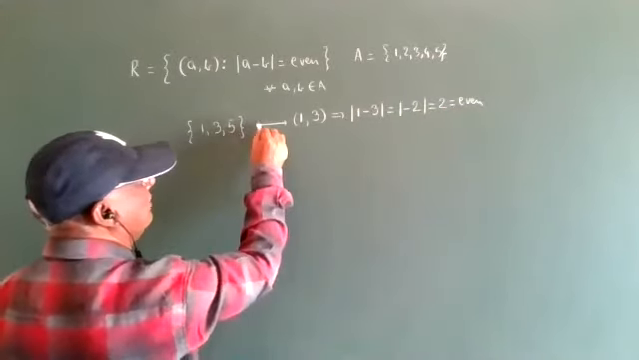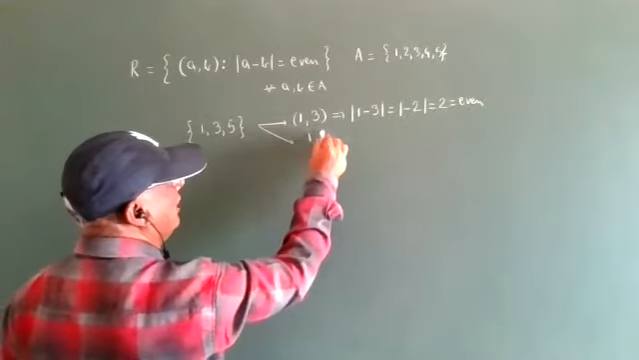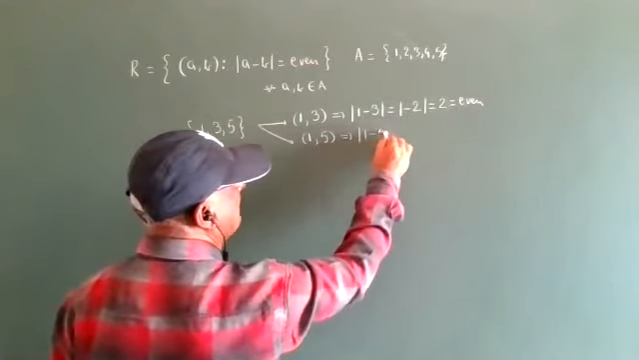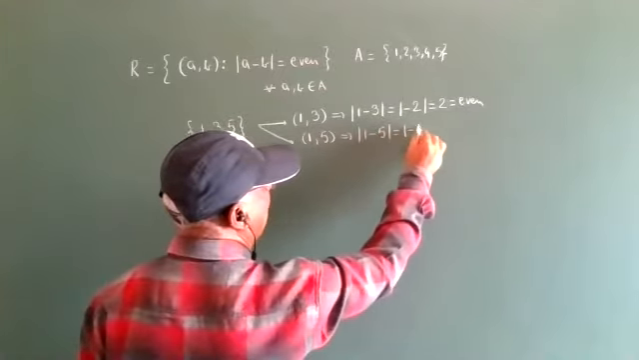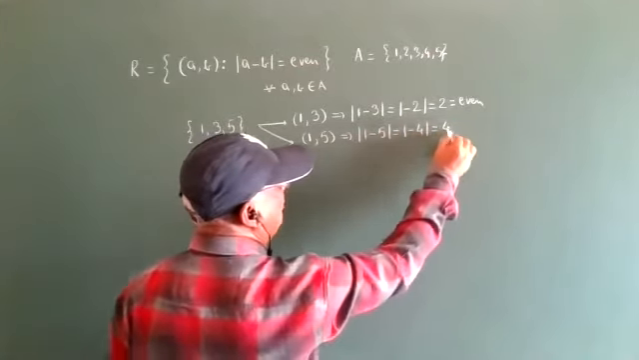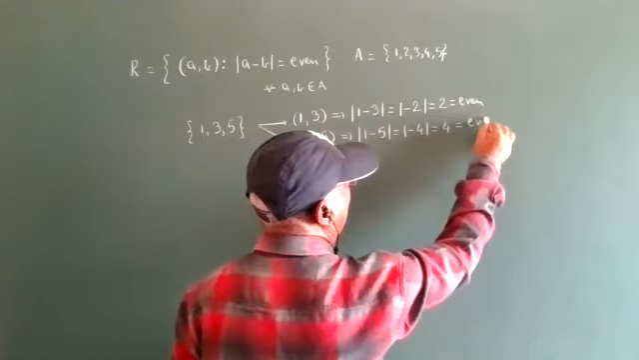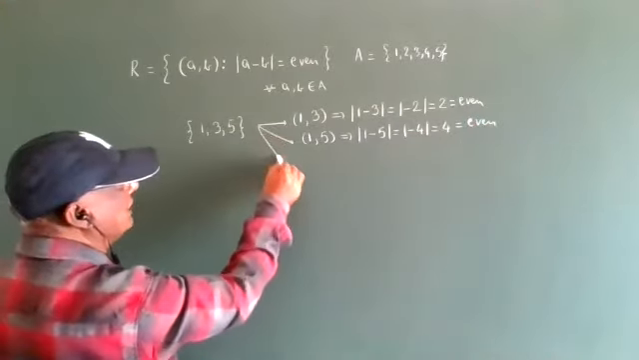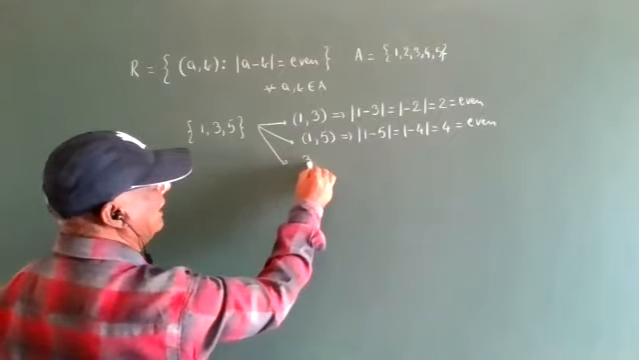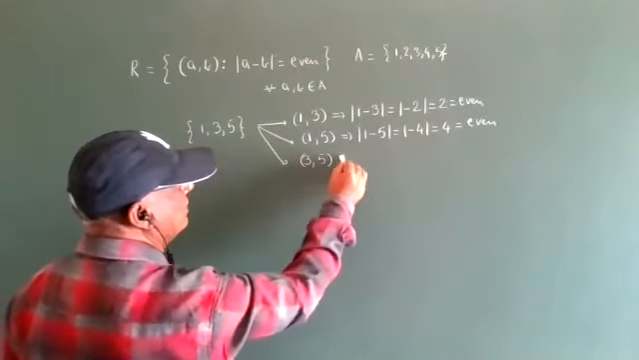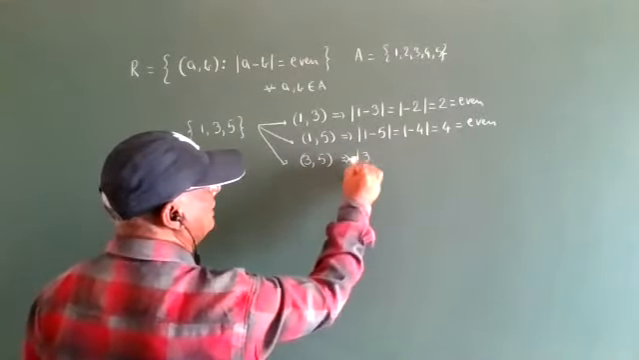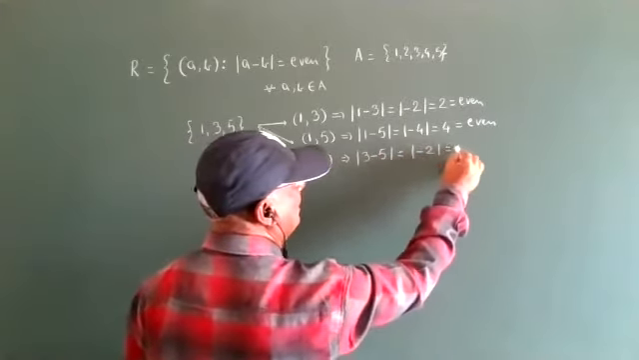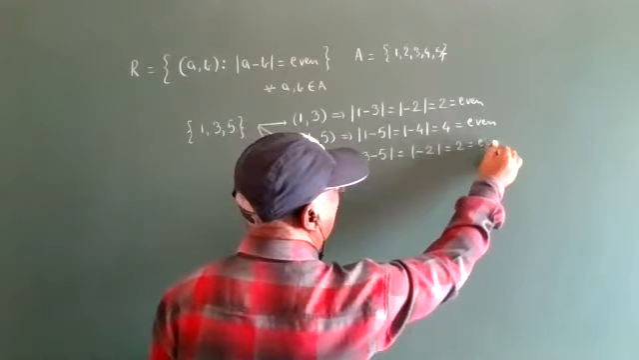Next, one more pair we can take: 1 and 5. The modulus of 1 minus 5 is equal to the modulus of minus 4, that is plus 4, which is an even number. Next, take 3 and 5. The modulus of 3 minus 5 is equal to the modulus of minus 2, that is 2, an even number.